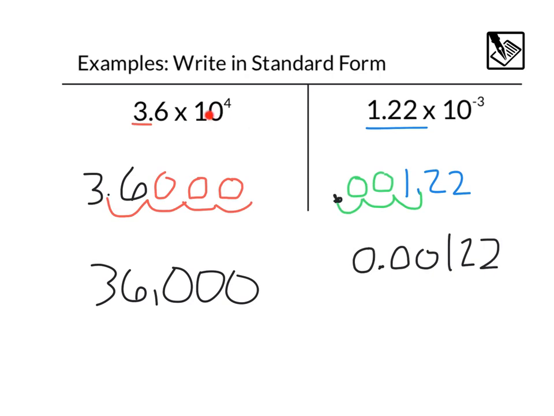Your key here is when it's a positive exponent, you're getting bigger. You're multiplying by 10. Negative exponent, getting smaller, dividing by 10.